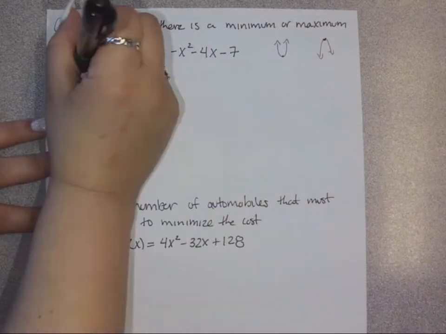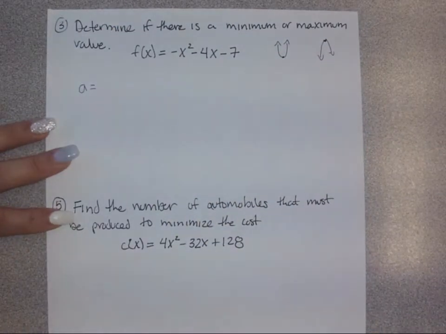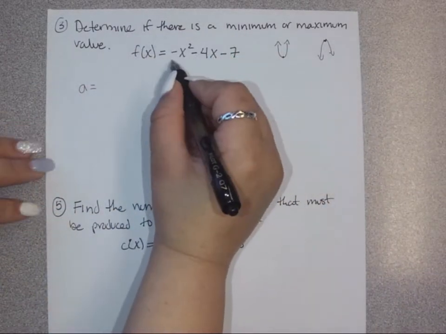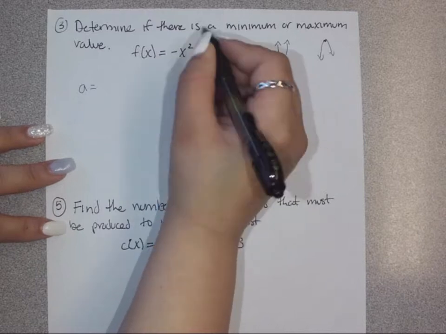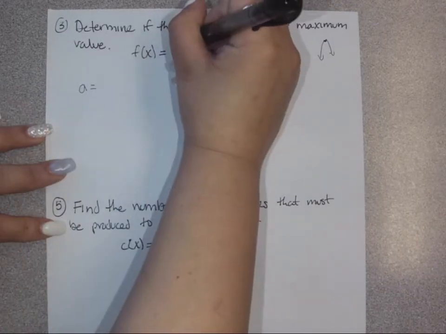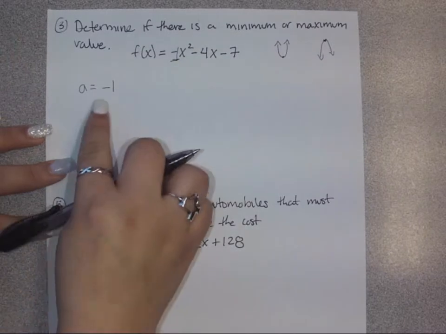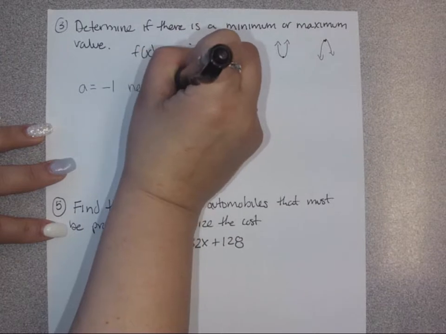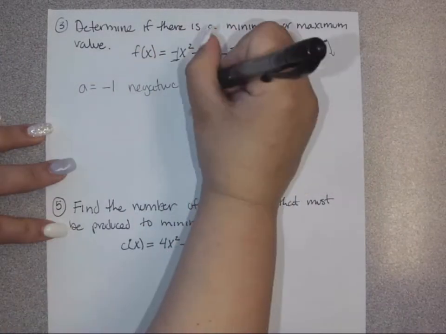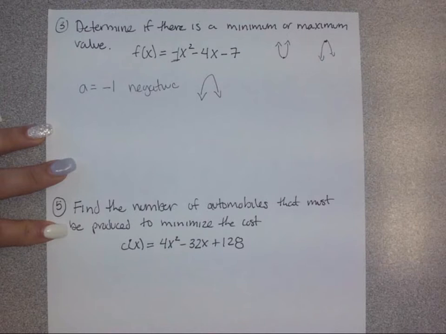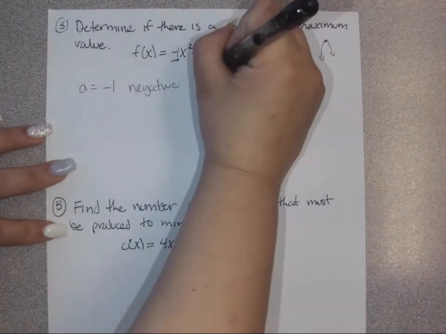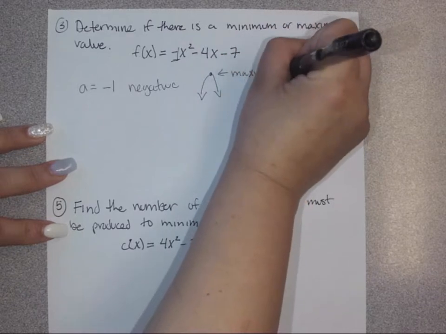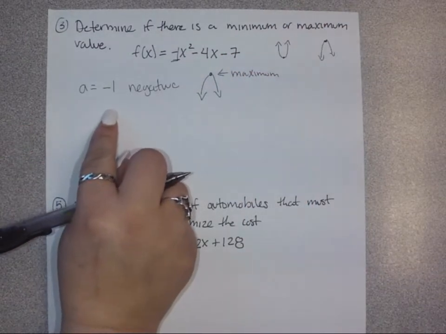So we have to test our leading number, our a. We look at our problem, f of x equals negative x squared minus 4x minus 1. Our leading number here is understood to be negative 1. Is your a positive or negative number? In this case, it's negative, so this parabola is going to open down. So I know we're going to have a maximum point just by identifying what our a value is.